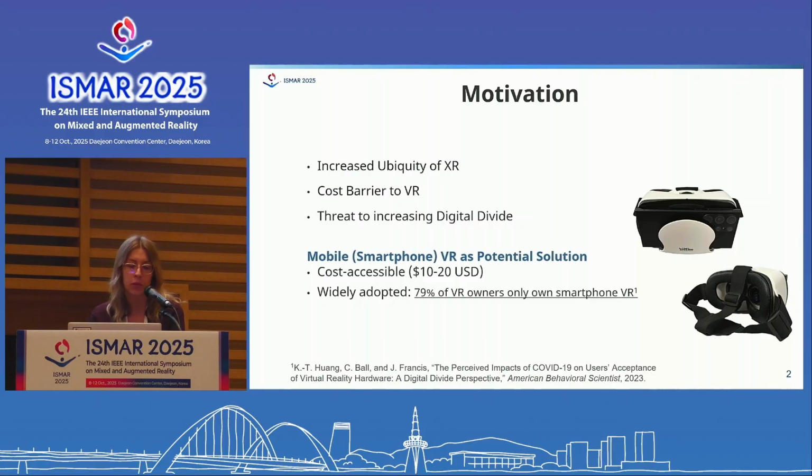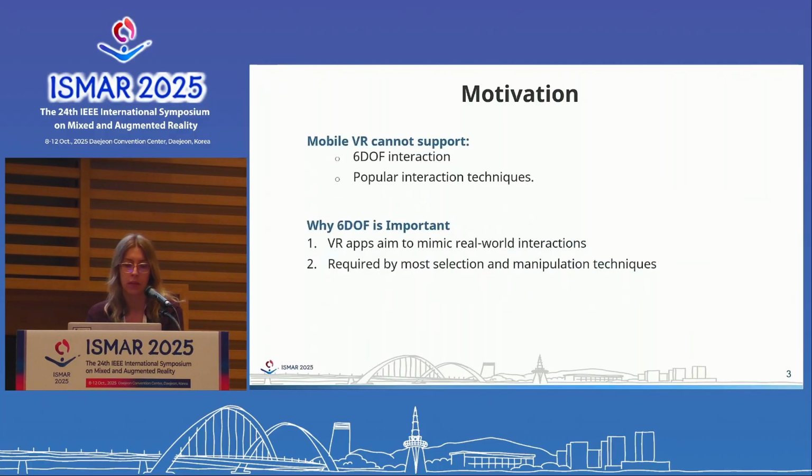Mobile VR devices have also been widely adopted. For example, a 2023 survey of 300 people found the majority of VR hardware owners only own mobile VR devices and not high-end hardware, so not a Quest, for example. However, mobile VR does not support 6 degrees of freedom interaction, which is often required for VR applications and immersive experiences. In VR, interactions are commonly performed using fully tracked controllers, which are needed to support common interaction techniques, including ray-based pointing and virtual hand interaction.